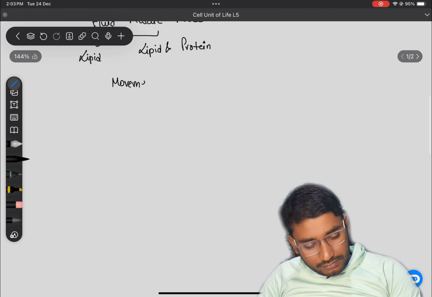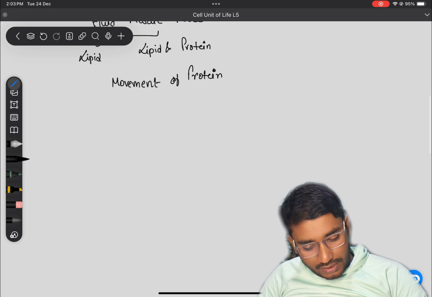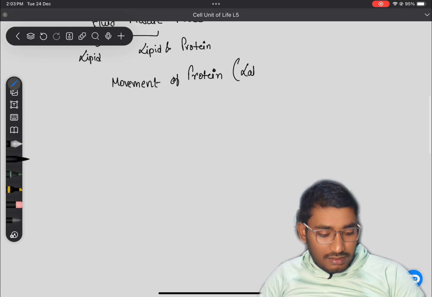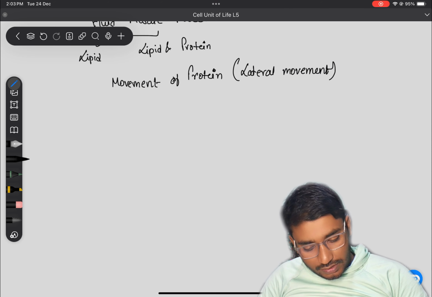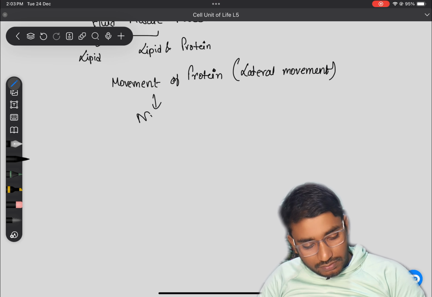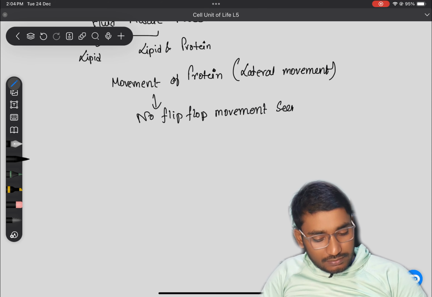Movement of protein, we see lateral movement. No flip-flop movement is seen. Okay.